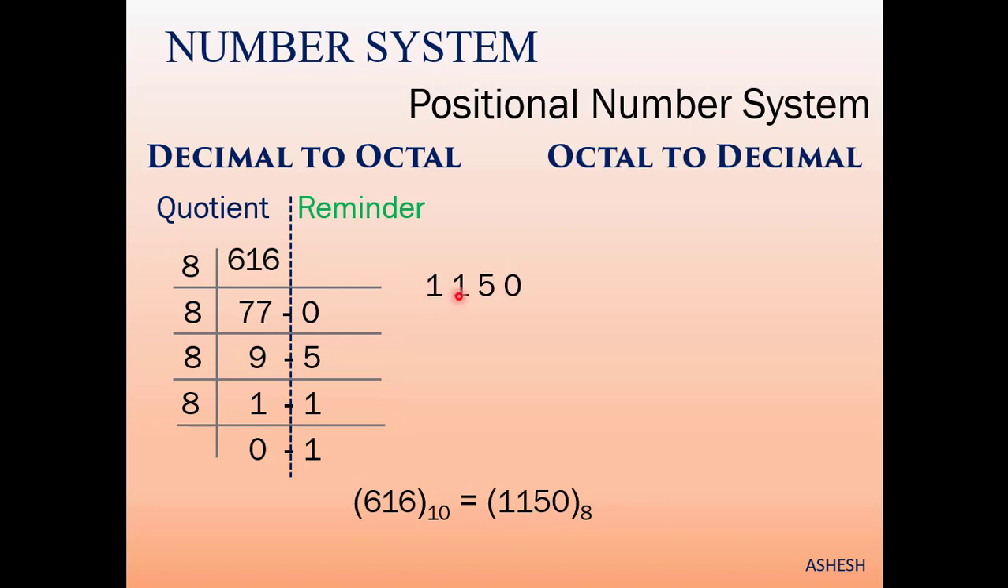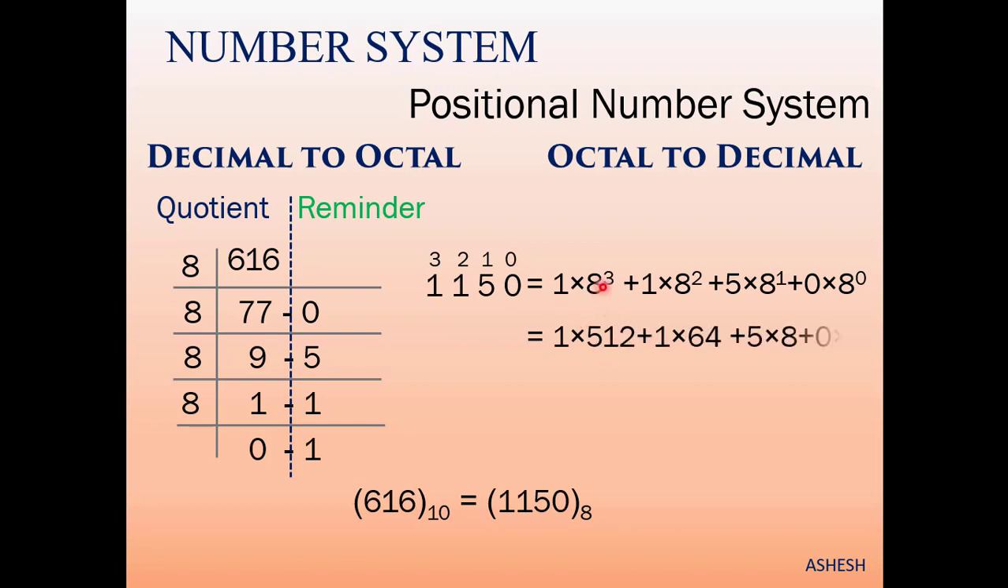Here 1150 is the octal number. We will convert that octal number to decimal. Again we'll write the bottom numbers 0, 1, 2, 3 with a pencil, because after finishing that math we have to erase it with an eraser when we write it in the khata or notebook. So 1 into 8 to the power 3 plus 1 into 8 square plus 5 into 8 to the power 1 plus 0 into 8 to the power 0.